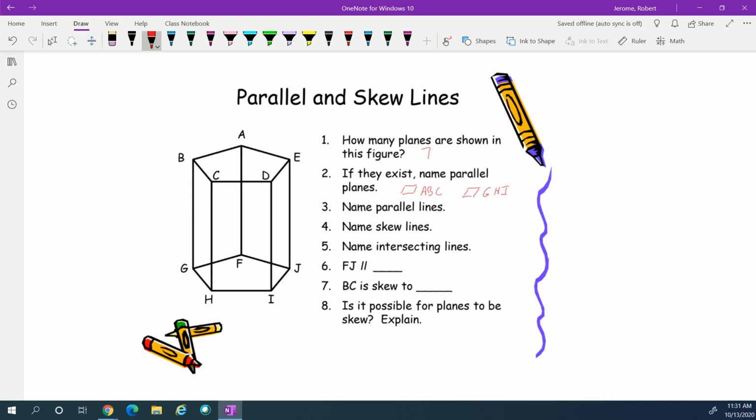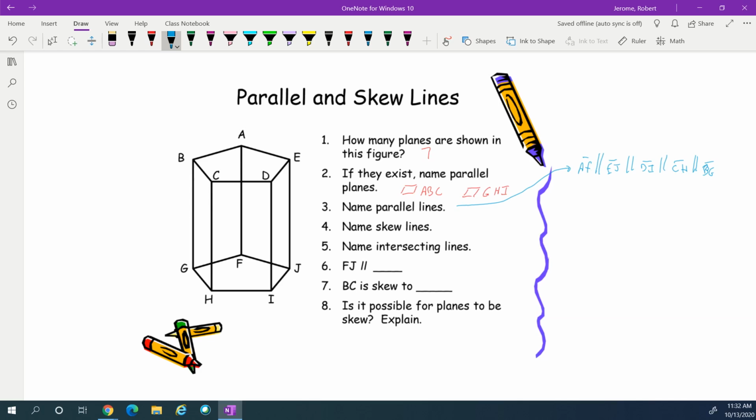Naming parallel lines, we've got a couple different options here. So first of all, our vertical lines are parallel. So AF is parallel to EJ, and that's parallel to DI, and that segment is parallel to CH and BG. So we're just saying that all of these are parallel. Remember, the symbol means parallel. So we're just saying this one's parallel to this one, parallel to this one, parallel to this one.